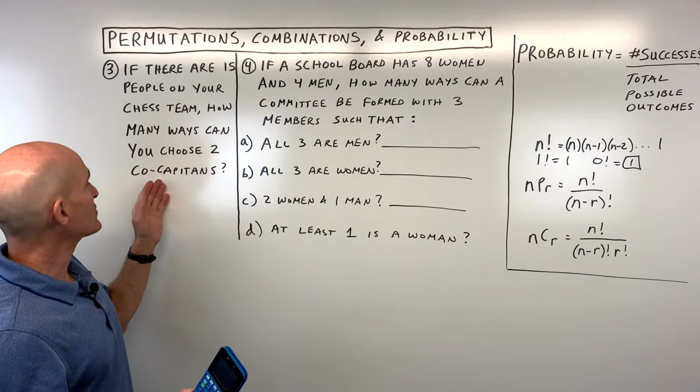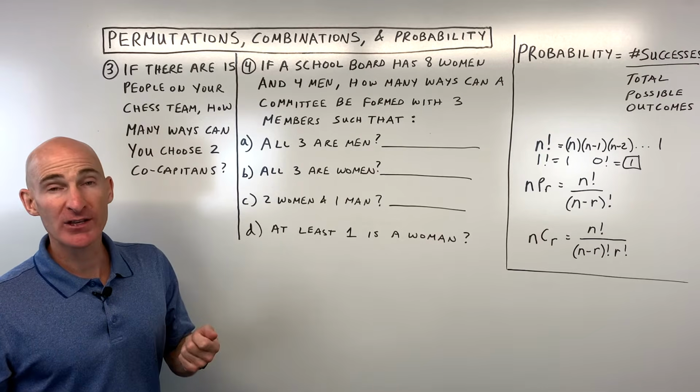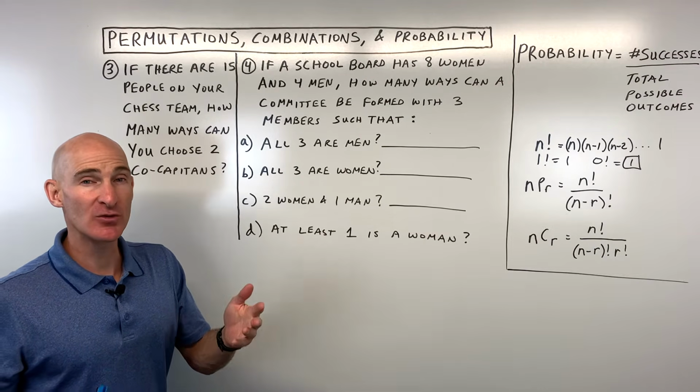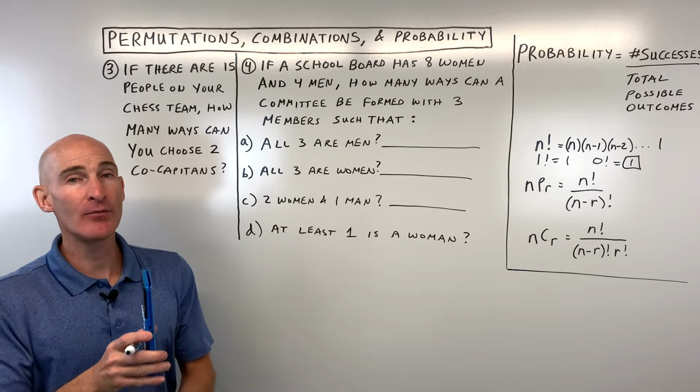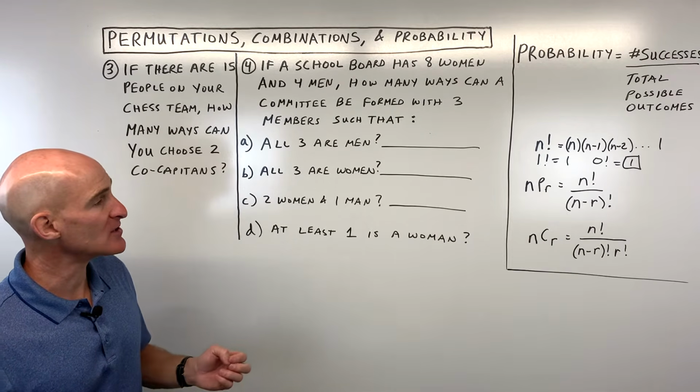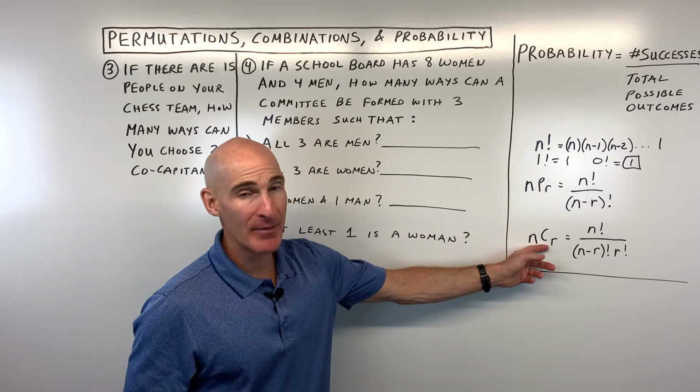Well, in this case, because they're co-captains, it's not like the bike race one where it's gold, silver, bronze, and you would get a different medal. In this case, they're co-captains, so it doesn't matter. A and B, B and A, they both made it into being co-captains. The order doesn't matter. You want to use combinations.